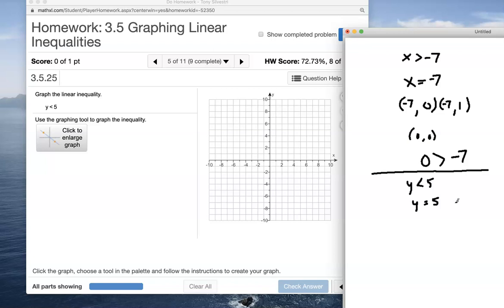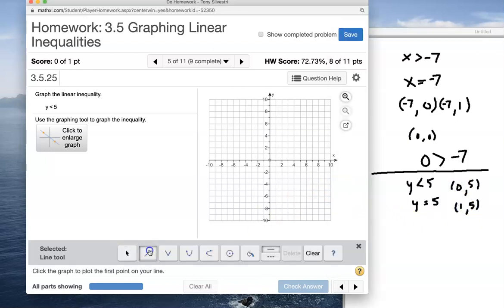Y equals means a horizontal line. So I expect a horizontal line, and I need 2 points to draw the line. It's just saying that the y values have to be 5, and I don't really care what the x values are. It's never mentioned. So I'm going to plot those two and draw the line.